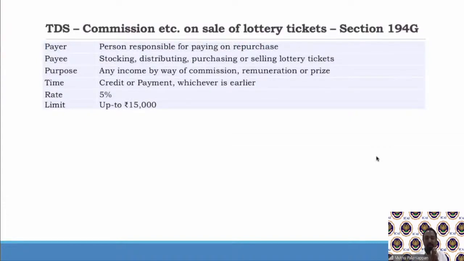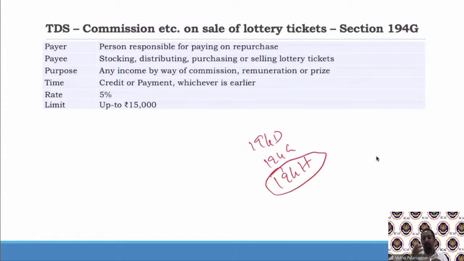It is basically a commission, but exclusively commission on sale of lottery tickets. There are a couple of sections for commission alone. For example, you have 194D, which talks about insurance commission, and you have 194G, which talks about commission on sale of lottery tickets, and you have 194H, which talks about the other commission. Every other commission apart from these two, that is insurance commission and sale of lottery tickets, is covered in section 194H, which we'll be covering in the next slide. As far as your exam goes, 194D is of some importance. 194G, you can just know what it is.